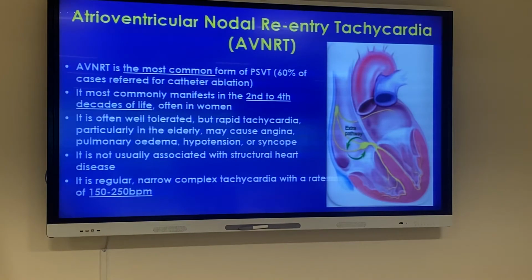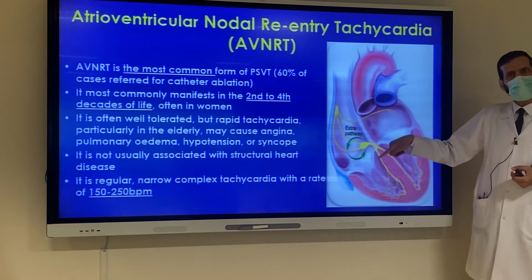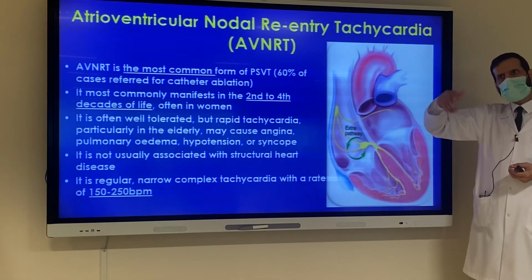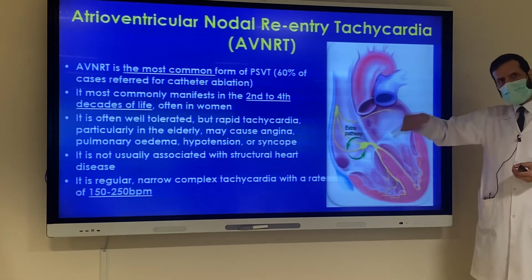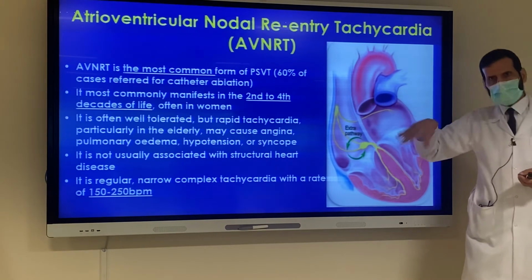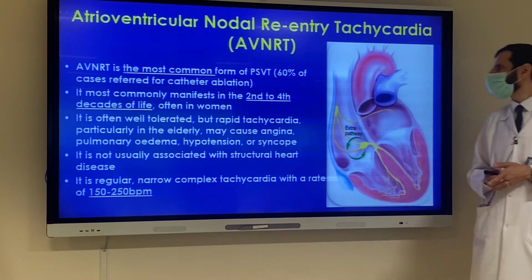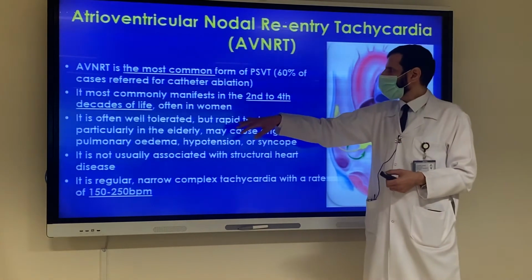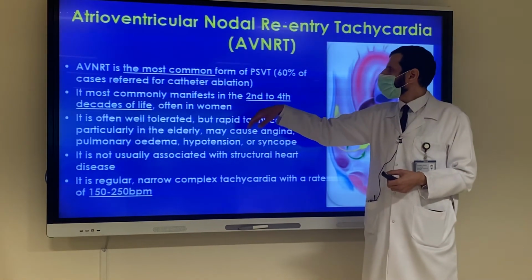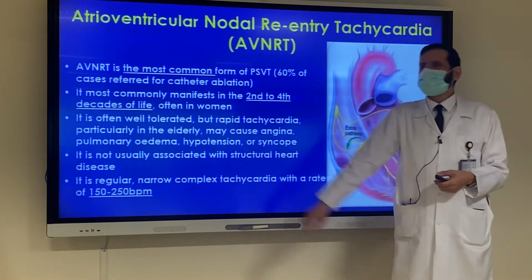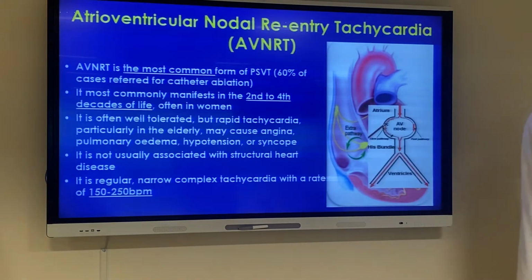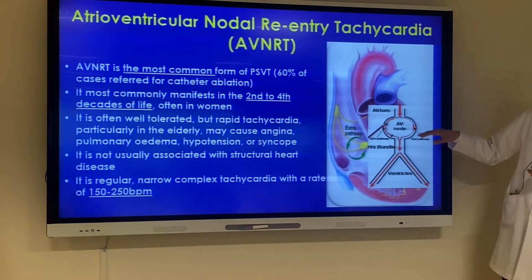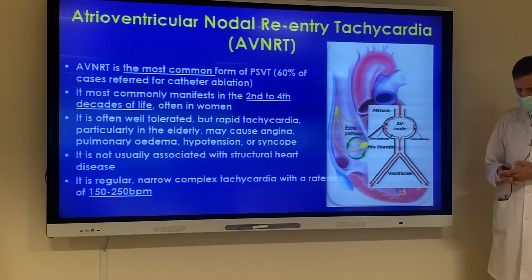So AV nodal re-entry, remember two pathways in the AV nodal area, one slow, one fast. A premature beat comes, goes down the slow, up the fast. This is the typical form. Sometimes it could be reversed, but this is rare, we'll not discuss it, it's not important. Typically the age is between the second and third decade of life. Females are more affected than males. Rate is usually 150 to 250 beats per minute. These are just cartoons showing the AV node with two pathways, one fast, one slow.